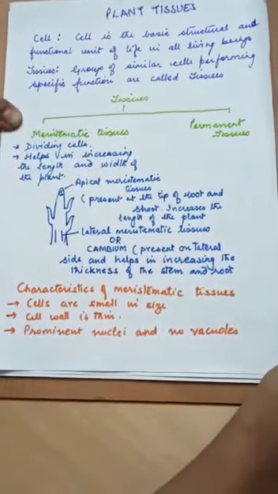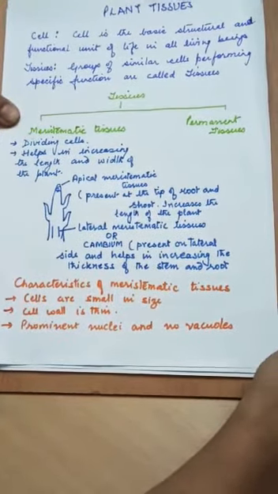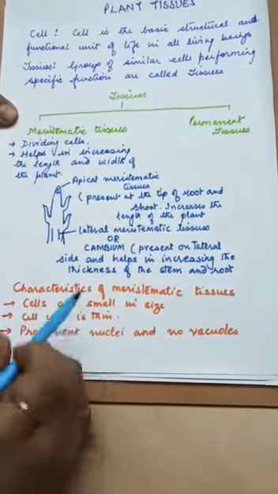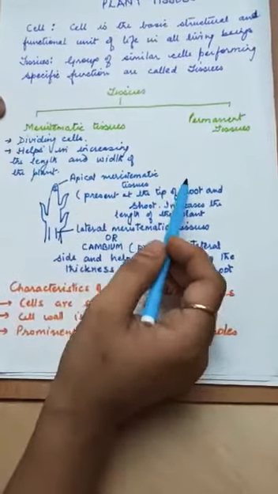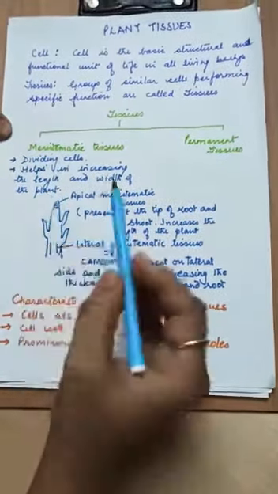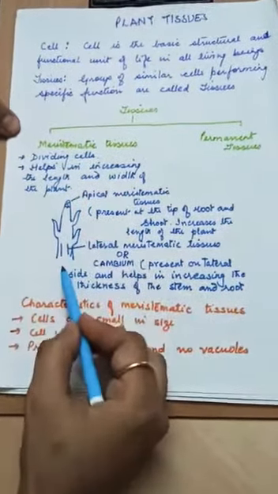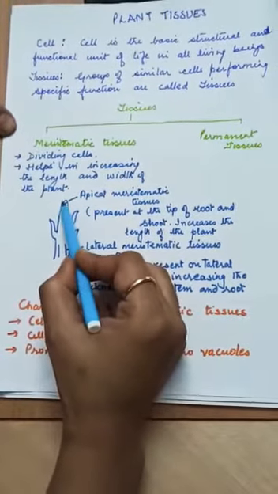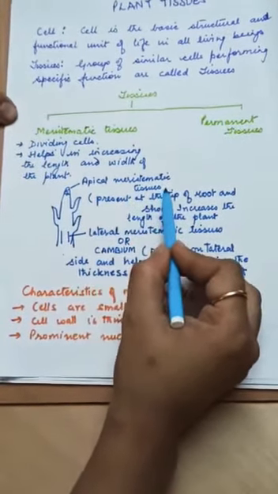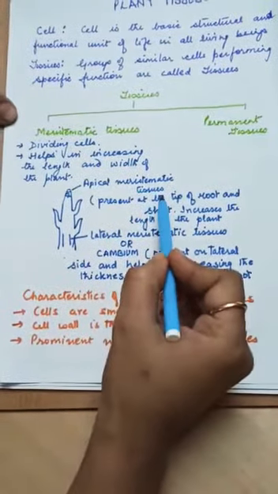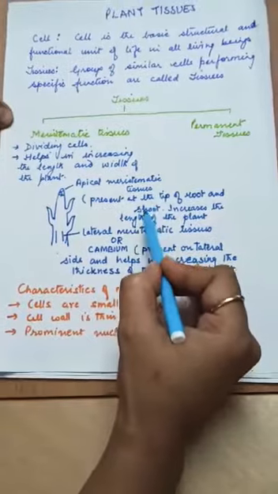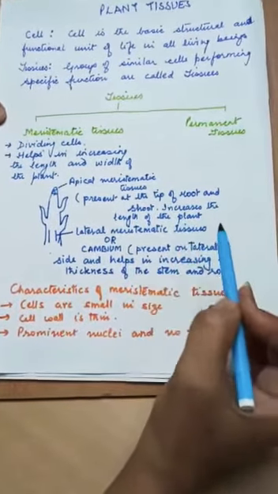Tissues are of 2 types, meristematic and permanent tissues. Meristematic tissues are the ones which comprise dividing cells. These dividing cells help in increasing the length and width of the plant. Here in the diagram, I have shown you the shoot in which at the apex or at the tip of the plant is present the apical meristematic tissue. So, where will you find the apical meristematic tissues? It is present at the tip of the root and shoot and helps in increasing the length of the plant.